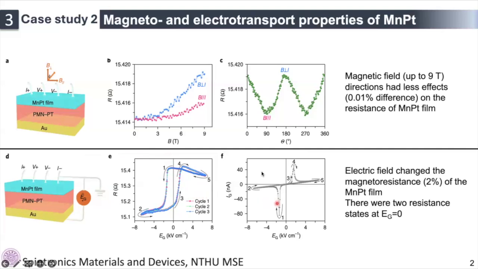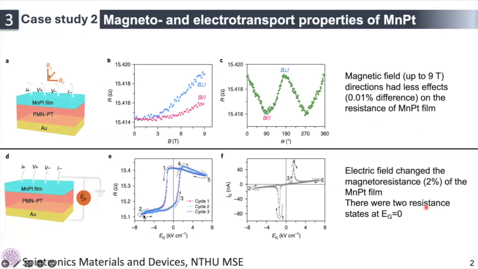So for this, the electroresistance modulation is unlikely due to the electrostatic carrier injection, because a negative gate voltage should correspond to an increase of the resistance of manganese platinum in this measurement configuration. However, the measured resistance was low at a negative electric field.